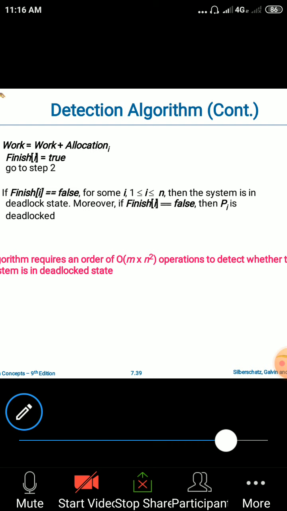So for some i, with 1 less than or equal to i less than or equal to n, if finish of i is false, then the system is in the deadlock state. We say that the system is in the deadlock state when the available resources are less than the need of the existing processes.